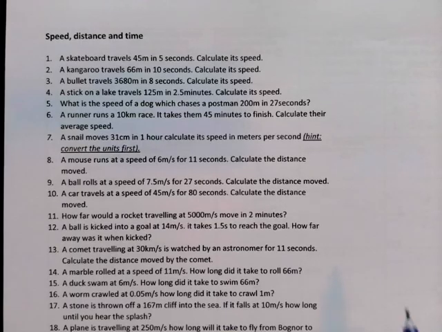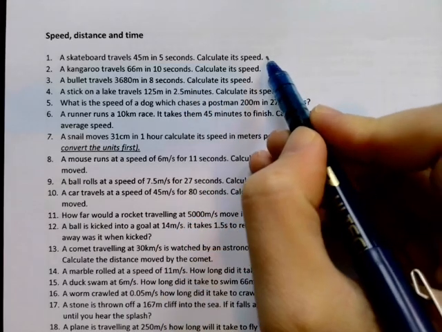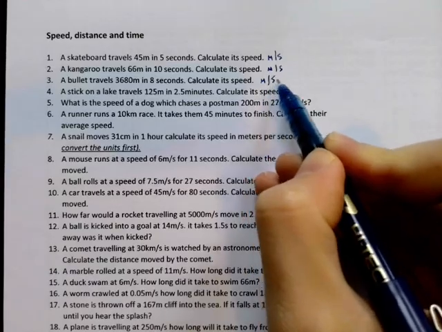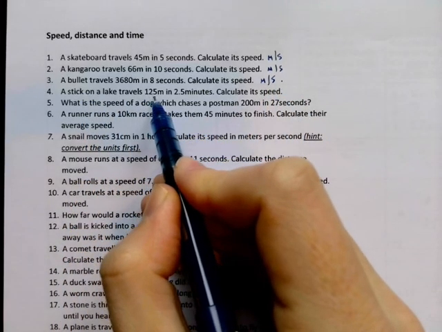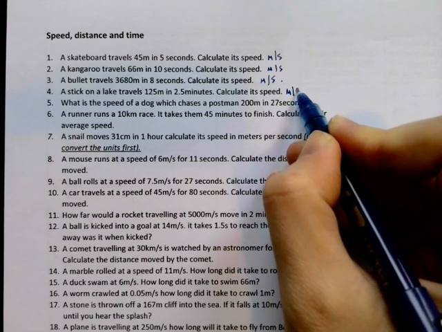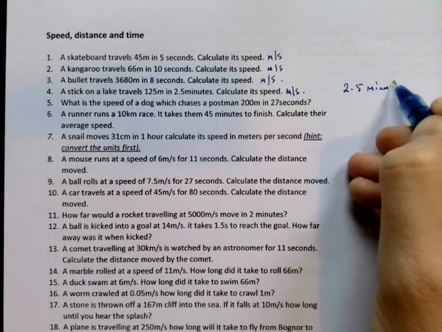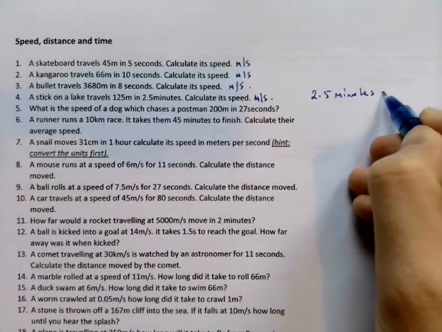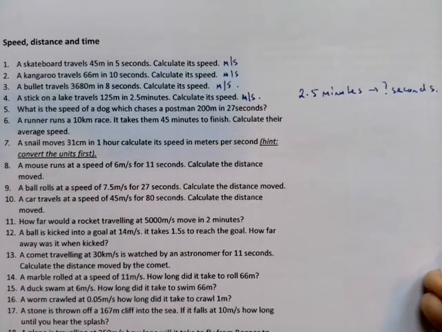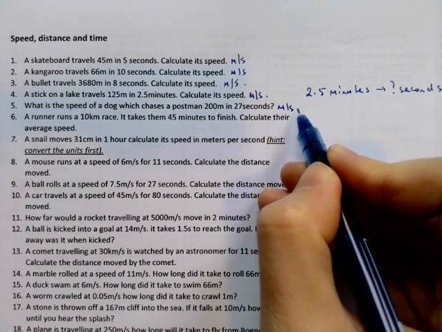What I'd like you to do now is to answer these questions. However, I'm going to do some of these slightly differently. So the first three are fine. So we're going to calculate speed in meters per second, meters per second, meters per second. For question 4, you've got 125 meters in 2.5 minutes. I'd like that in meters per second. So here you have to do 2.5 minutes, and you have to convert that into seconds first, before you do the actual calculation. Number 5 is fine, that's in meters per second.